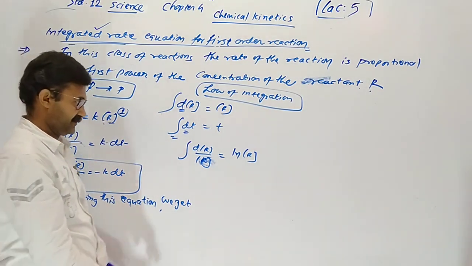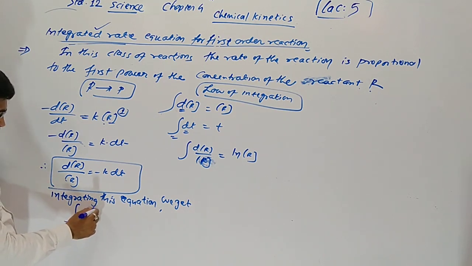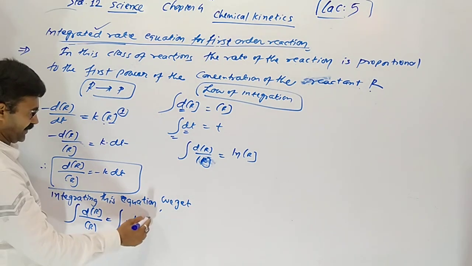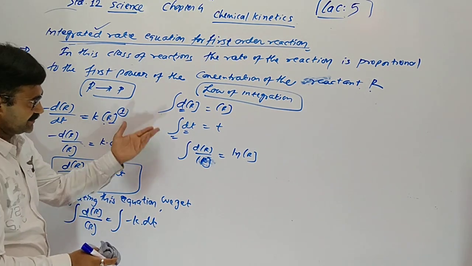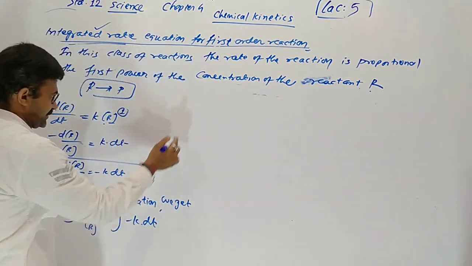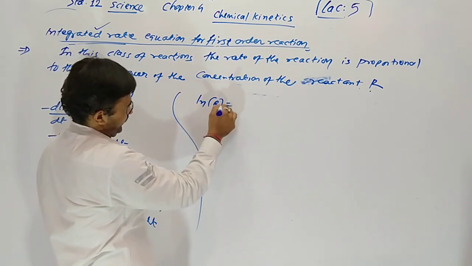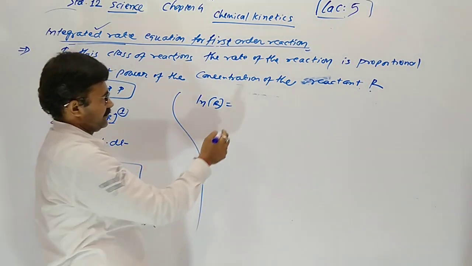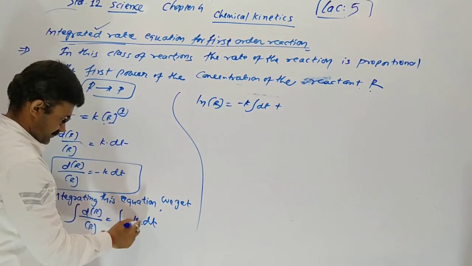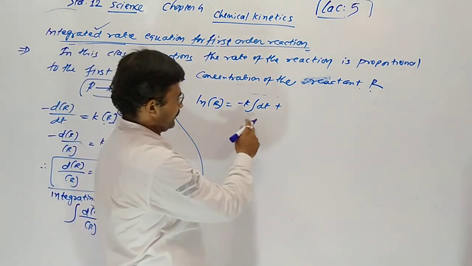Nothing else. So here integration of dr upon r equals integration of minus k into dt. This is our law of integration. So we get dr upon r gives ln r. Here k is constant. Here two factors are in multiplication. So k is constant, integration of dt.